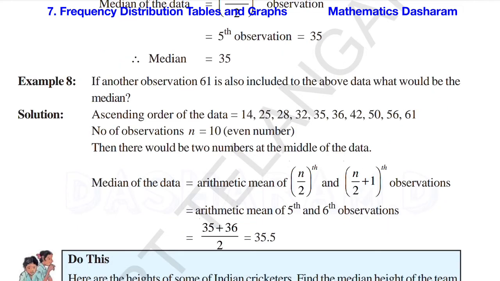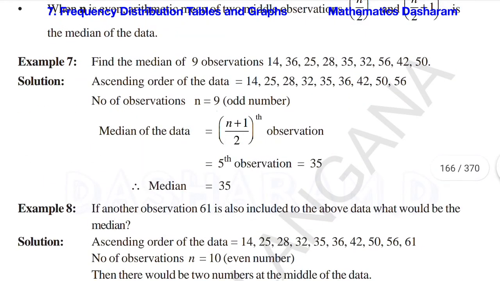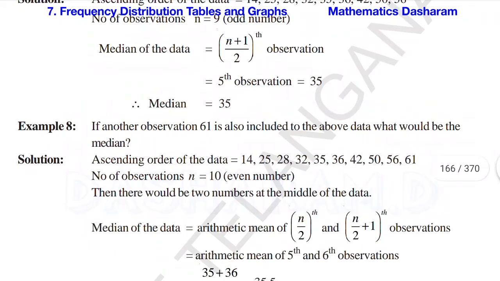Next, example 8. If another observation 61 is also included in the above data, what would be the median? Above data means example 7. Here a total of 9 observations are there. So example 8 is asking to include one new observation, that is 61. So same, first ascending order. So here is the ascending order, and 61 is included. Then how many observations in total? 10 observations. 10 is an even number, no?